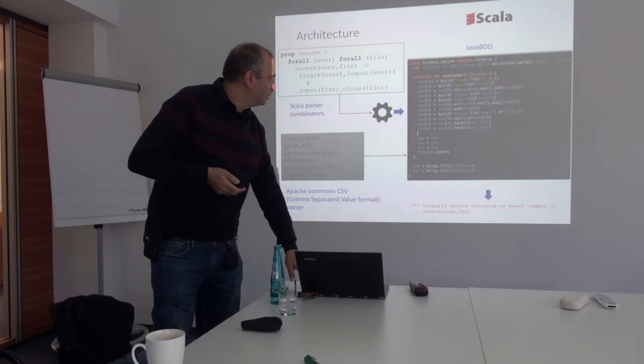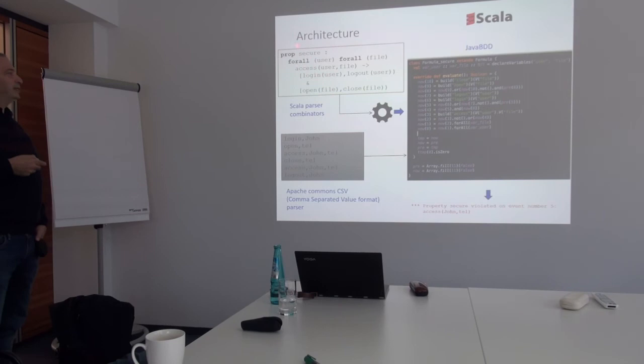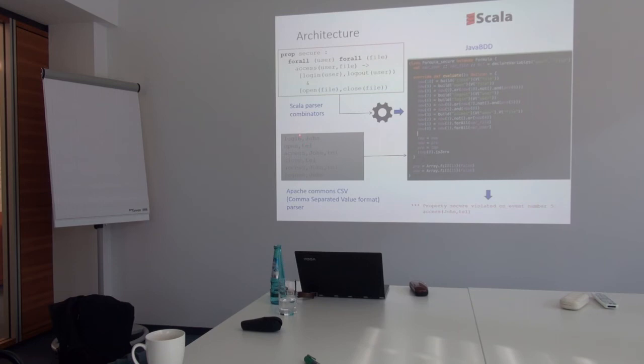So here's one of these properties, the property access, right? And this is how it is translated into some expressions. The input is given in CSV, which is comma separated value format. That means that the first value is the predicate name, and these are the parameters. This is the way the input goes.